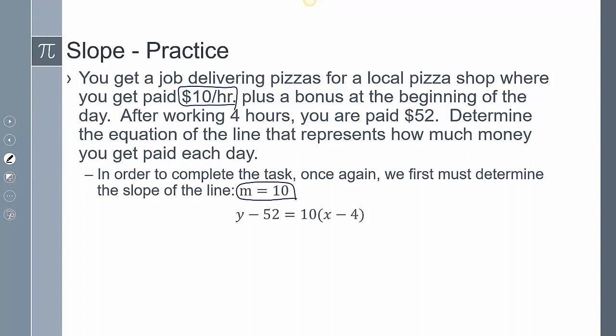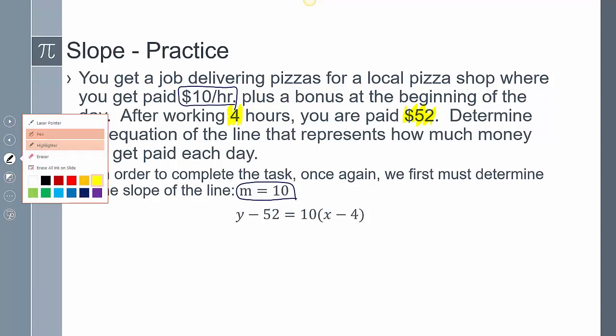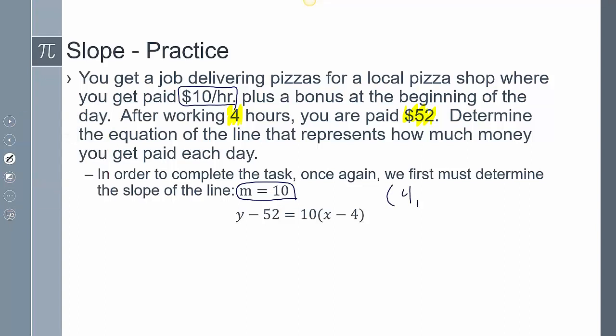Then the other piece, it says after working 4 hours, I get paid $52. That's a point. I have (4, 52). So now that I have a slope and a point, I can write it into this point slope form to create an equation that represents that. And so y minus 52 equals 10 times x minus 4. And so now I know after how many hours I plug in, I have this equation that will show me how much I'm going to get paid based upon the number of hours.